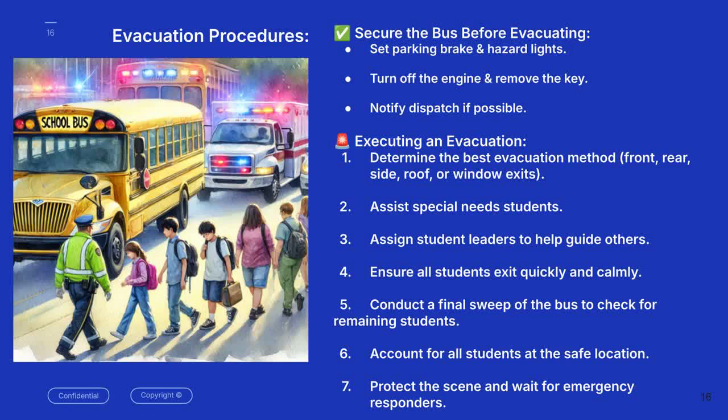Executing an evacuation. 1. Determine the best exit route: front, rear, side, roof, or windows. 2. Assist special needs students as needed. 3. Assign student leaders to help guide others. 4. Ensure all students exit quickly and calmly. 5. Conduct a final sweep of the bus to check for remaining students. 6. Account for all students at the safe location. 7. Protect the scene and wait for emergency responders. A calm and organized evacuation keeps everyone safe in a crisis.